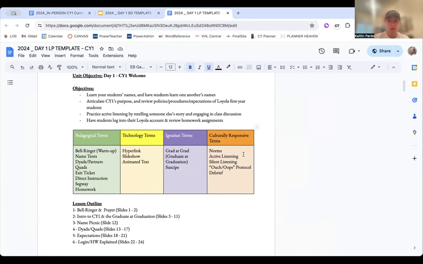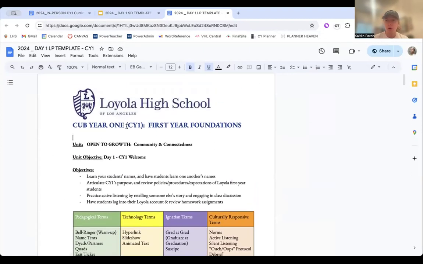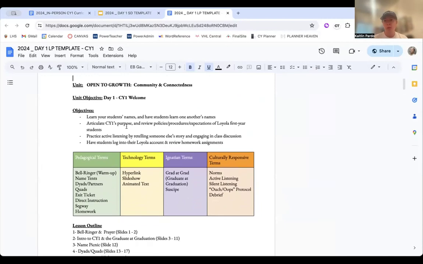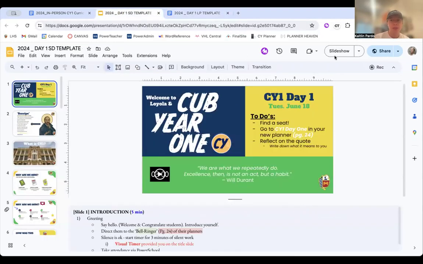You're going to notice that we have our vocabulary terms here. Here's an outline. This first page for all of the lesson plans really briefly goes over the brass tacks, the most important things. If I were to say before I get into the lesson, you really should focus on the name picnic, the first round of dyads, excuse me for my dog, and the login and homework explained. If you can spend the most time on those things, the other things we really don't need to spend forever on. So without further ado, let's get into it.